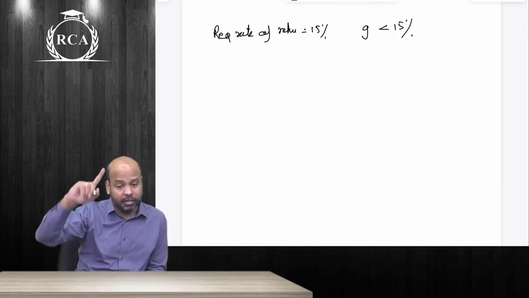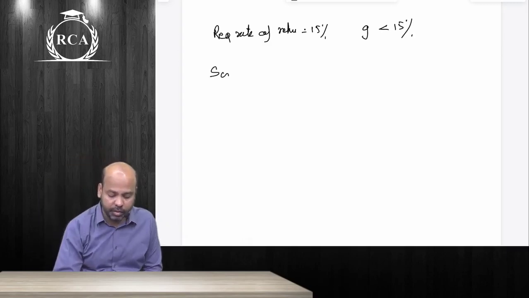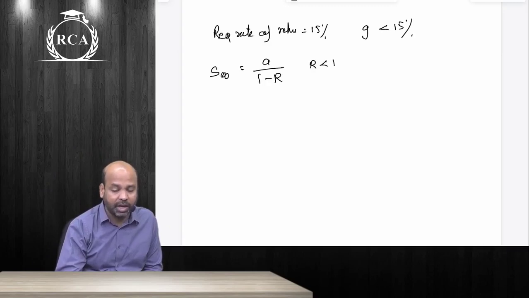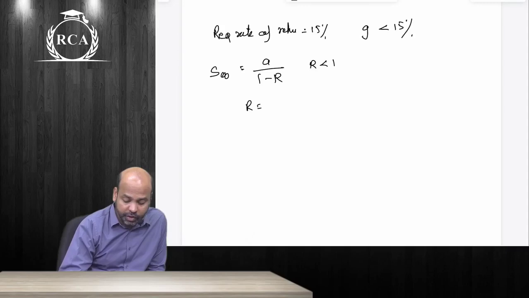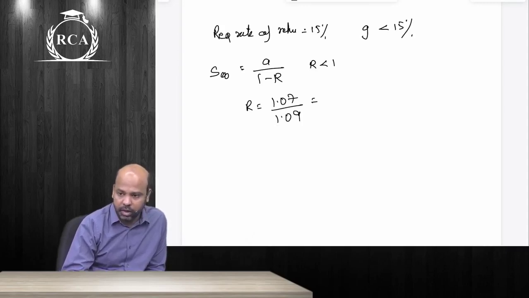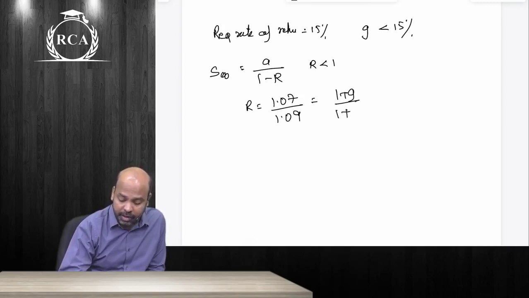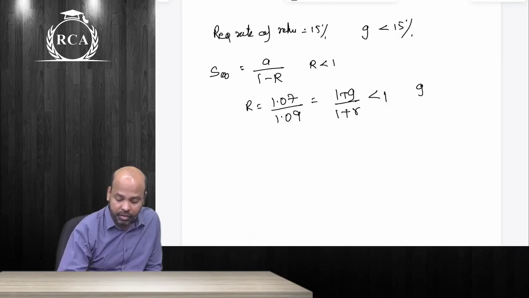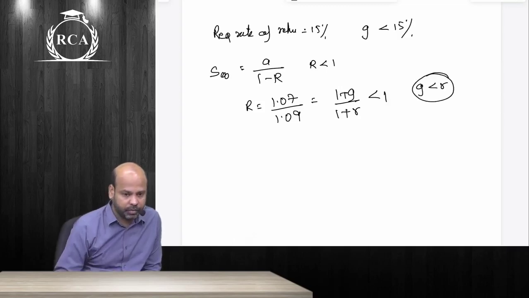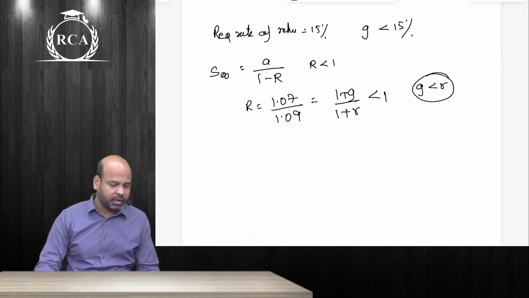The drawback, beta, lies in the sum of infinite terms of a geometric progression. This formula can be used, guys, only if r is less than 1. R lies between -1 and +1. How did we write the common ratio just now? Did we not write 1.07 by 1.09? Isn't that 1 plus growth rate divided by 1 plus required rate of return? This will be less than 1 only if the growth rate is less than the required rate of return.